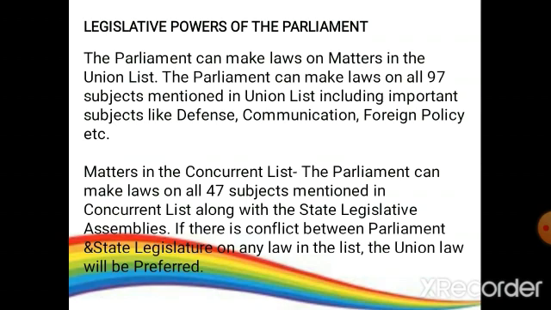Matters in the concurrent list. What is the concurrent list? In the concurrent list we have 47 subjects, and in this both state and the center can function, so can take up the laws. The parliament can make laws on all the 47 subjects mentioned in the concurrent list along with the state legislative assemblies. Okay, if there is any conflict between the parliament and the state legislature on any law in the concurrent list, the union law will be preferred.